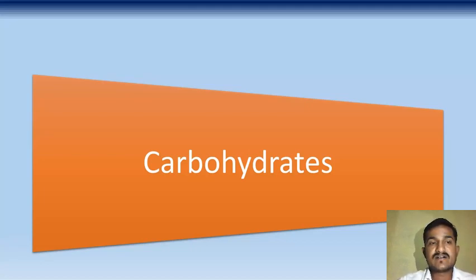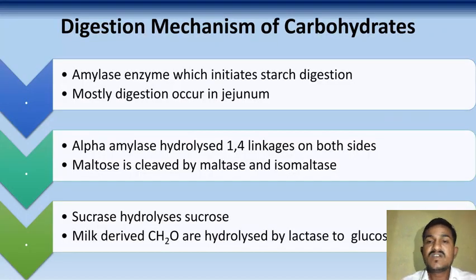Now the major component of the poultry diet is carbohydrate. Clear? The major component added to poultry feed is carbohydrate. So let's see about carbohydrates. In the digestion mechanism of carbohydrates, the amylase enzyme initiates starch digestion. Mostly digestion occurs in the jejunum. Clear? Amylase starts in the mouth, but mostly digestion occurs inside the jejunum, and the jejunum is a part of the small intestine. Clear? The second part of the small intestine.